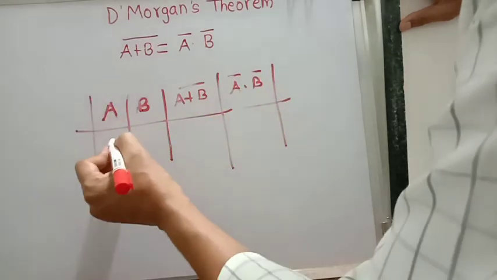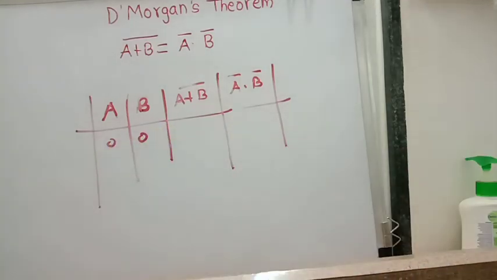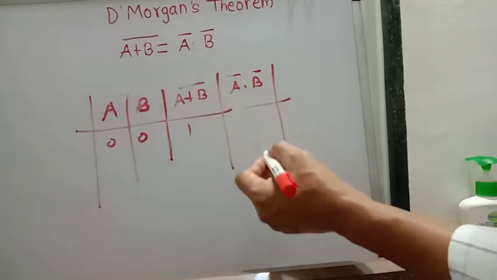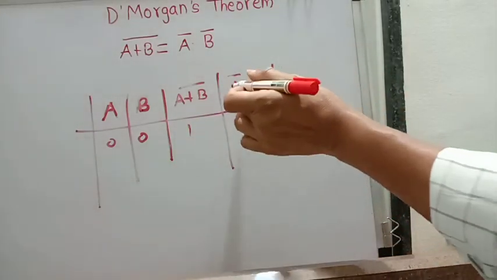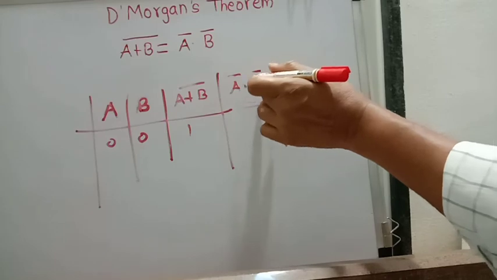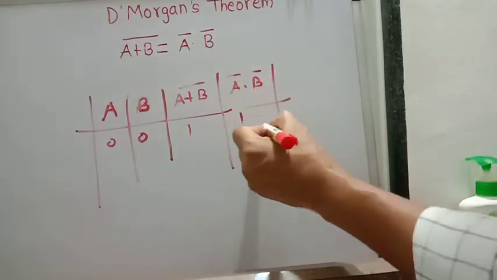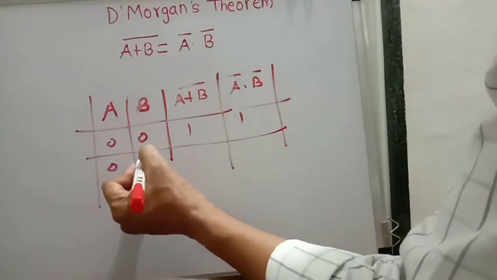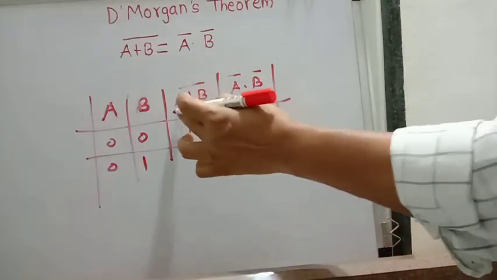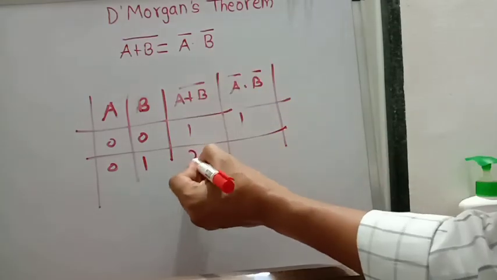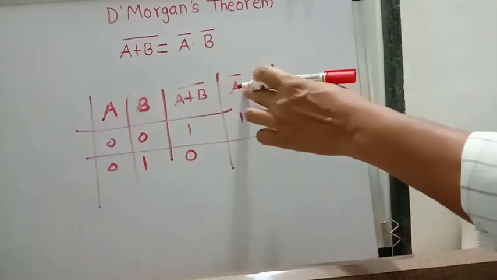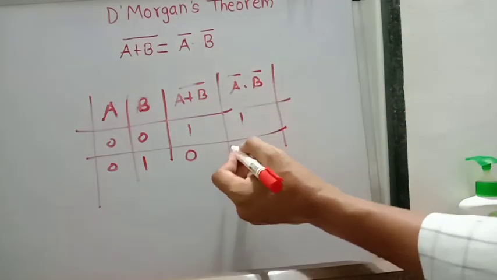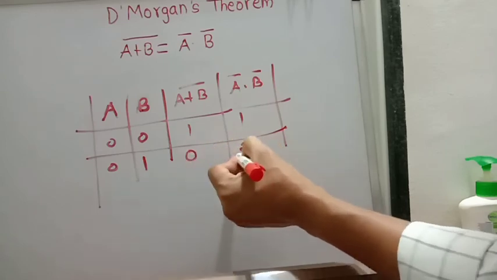So when inputs are 0, 0, what is A plus B bar? 0 plus 0 is 0, 0 bar means 1. And what is A bar dot B bar? 0 bar means 1, and again 0 bar means 1, 1 into 1 is 1. Okay. Then for 0, 1: 0 plus 1 is 1, 1 bar means 0. Again here 0 bar means 1 and 1 bar means 0, so 1 into 0 is 0. So LHS is equal to RHS.